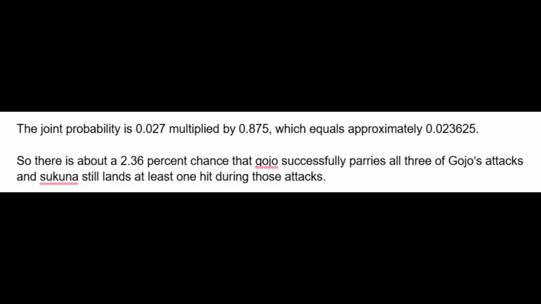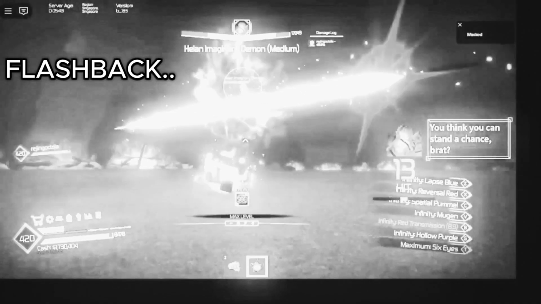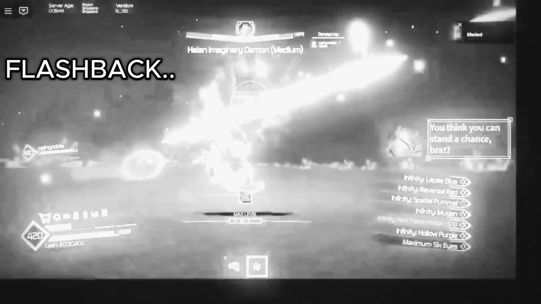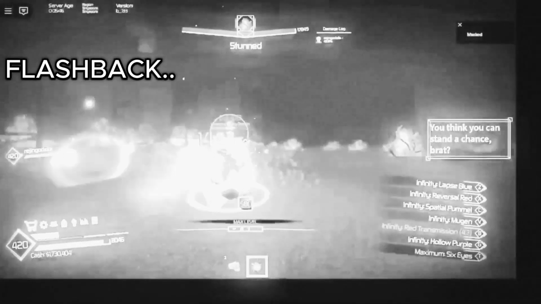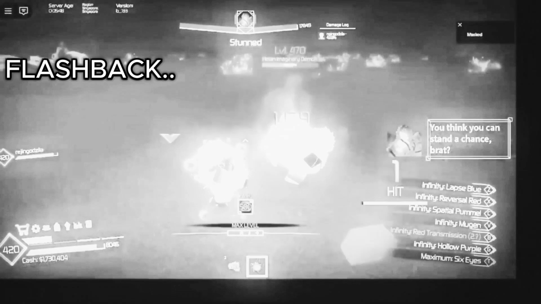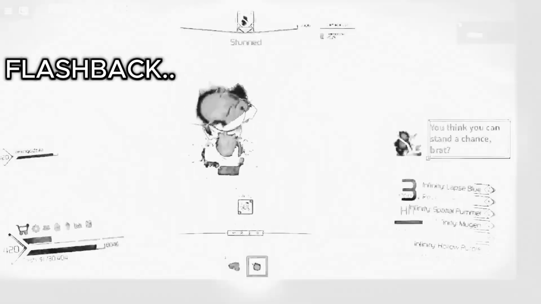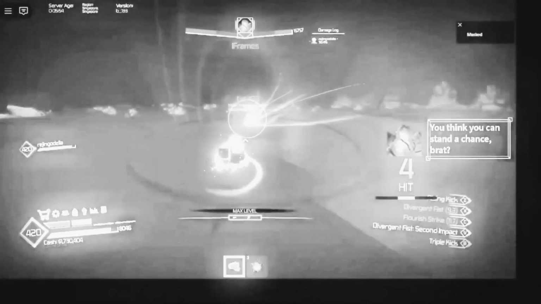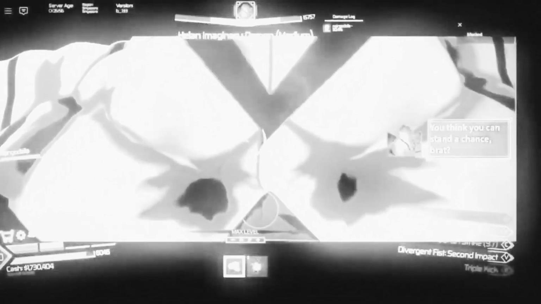Well, to answer that question, the reason is that Sukuna's slashes are super strong. They're invisible as well, and they move at the speed of sound, which is super fast. So, even if you manage to parry all 3 of Sukuna's slashes, it's practically impossible to parry them without getting hurt.